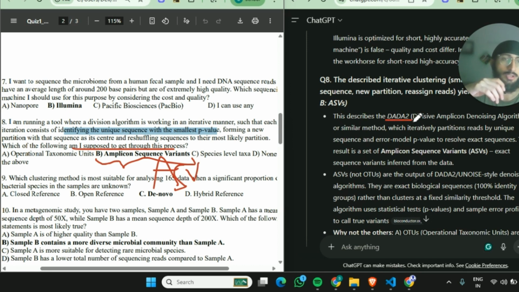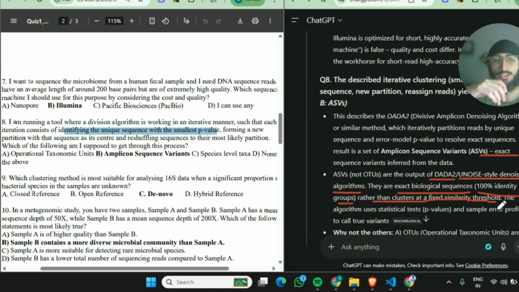This describes the DADA2 tool, that is, the divisive amplicon denoising algorithm or a similar method, which iteratively partitions reads by unique sequence and error model p-value to resolve the exact sequences. The result is a set of amplicon sequence variants, exact sequence variants inferred from the data, right? Now, ASVs, not OTUs. ASVs, amplicon sequence variants, are the output of DADA2 and UNOISE style denoising algorithms. They are exact biological sequences, 100% identity groups rather than clusters at a fixed similarity threshold. The algorithm uses statistical tests, p-values, and sample error profiles to call true variants.